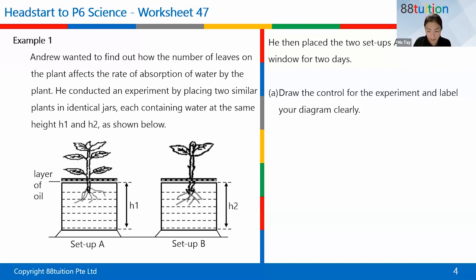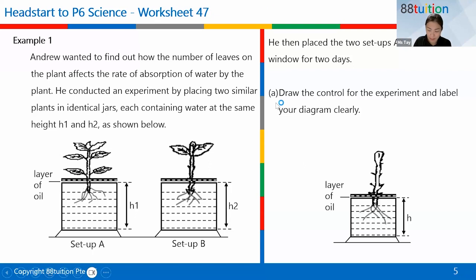Do you want to see the one that I've drawn? Not I draw, actually. The answer here is like that. You have to remove the entire change variable because the change variable now is the number of leaves. So we just have a plant with no leaves. So this is the control setup.